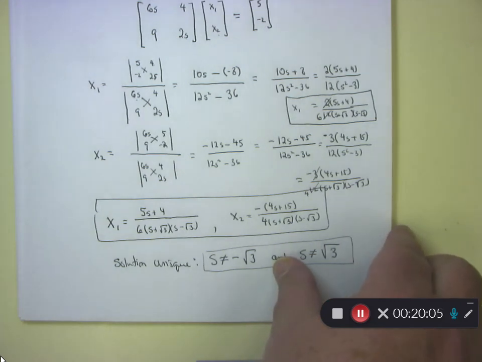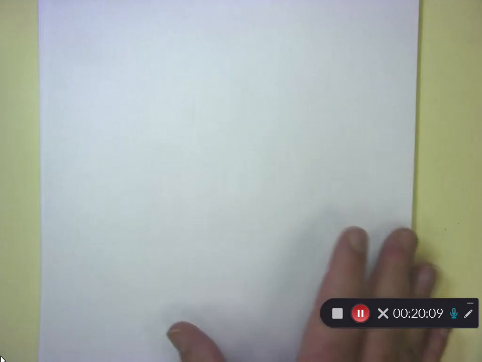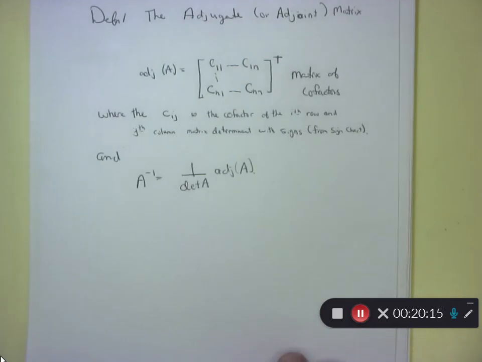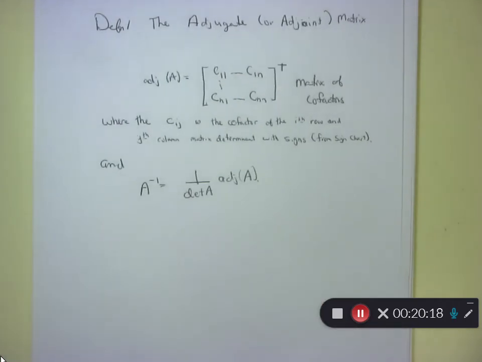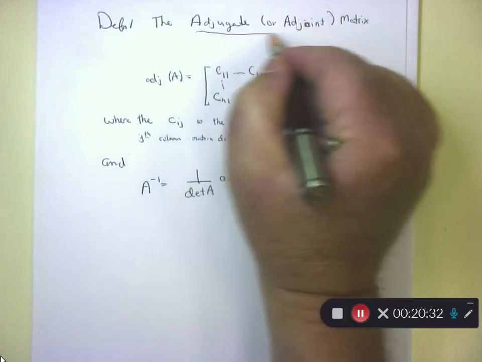Does that make sense? All right, so getting towards the end of this stuff here, but hang with me. How nasty can it get? Well, wait, okay. You'll enjoy this. Here we go. Another definition. And the definition is this: the adjunct or adjoint of a matrix. So this is the definition.